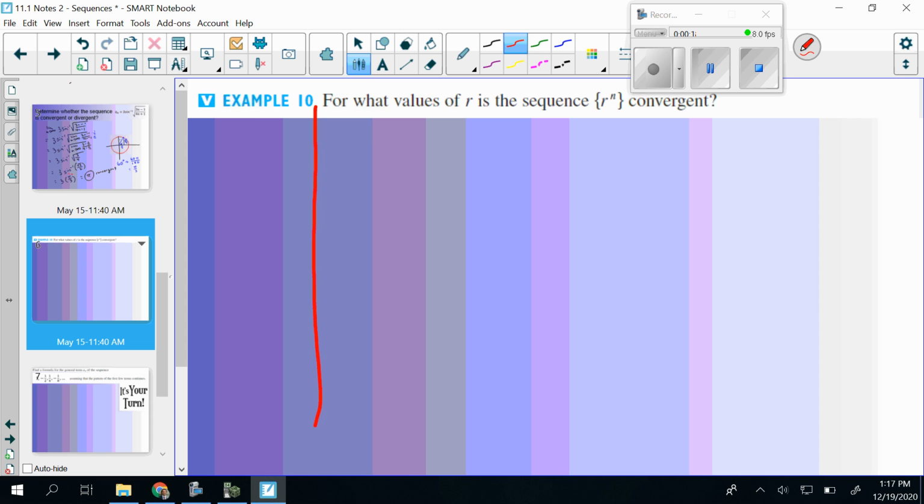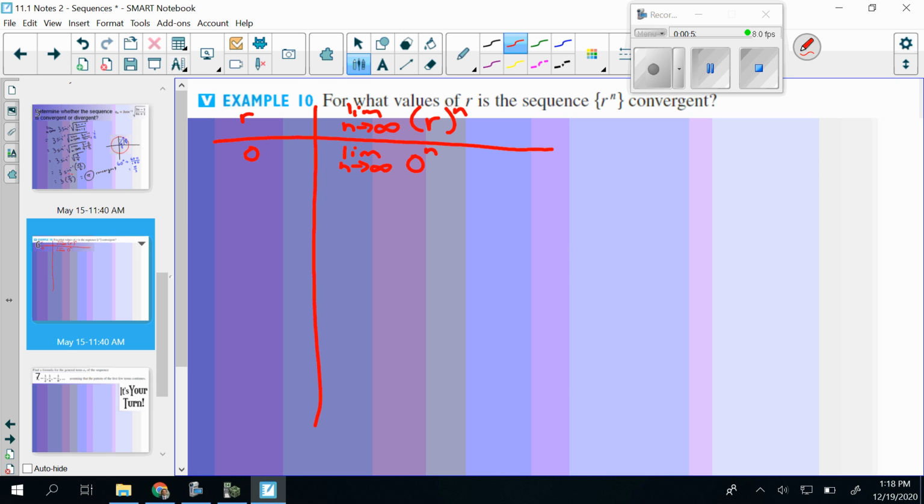So if we make a table here, let's have whatever we're putting in for r here, and then here let's figure out the limit as n goes to infinity of that r value to the n power. What's that going to end up being? Well, let's start off easy. What if r is 0? Then we'd have the limit as n goes to infinity of 0 to the n power.